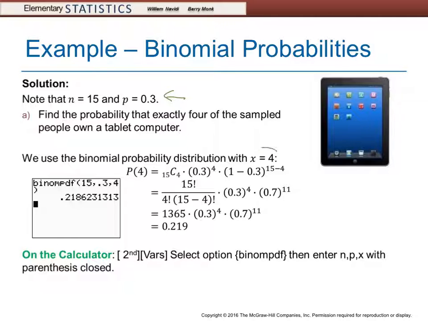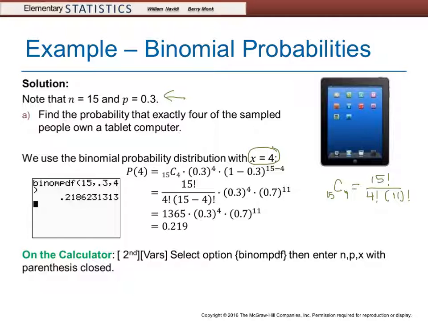So with exactly 4, we want to calculate the number of ways that I get 4 from 15. And the way that calculation works is I have 15 possibilities, and I divide out the 4 successes factorial. These are all factorials. And I subtract out 15 minus 4, and that gives us the number of ways of choosing 4 people out of 15.